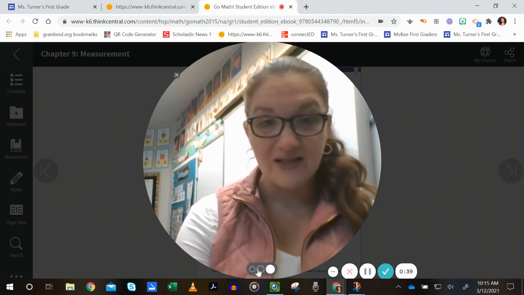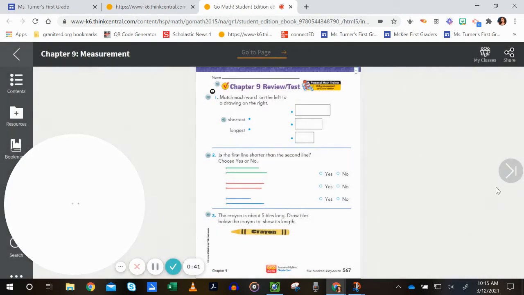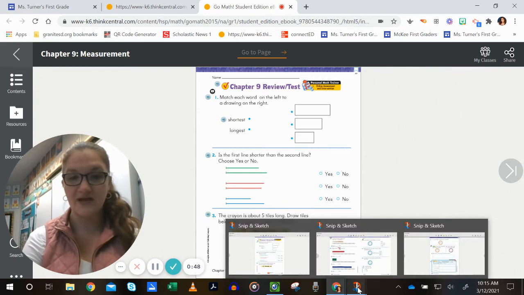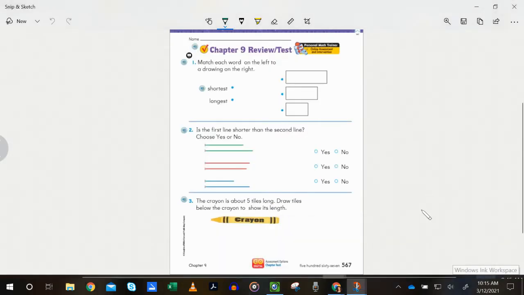Okay, so let's look. This is the page we're looking at, and let's start with our pencil. Number 1 says match each word on the left to a drawing on the right. So here we have shortest, match it to the picture that goes best, and longest. Again, match it with the picture that goes best.